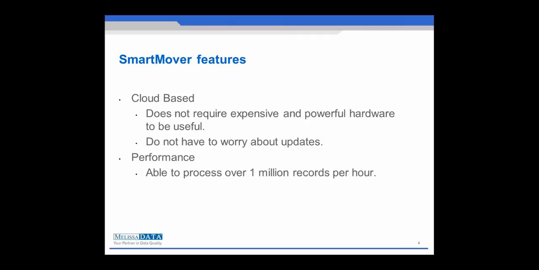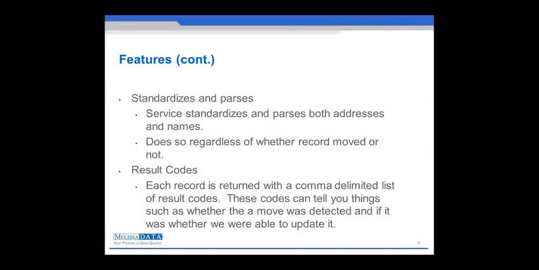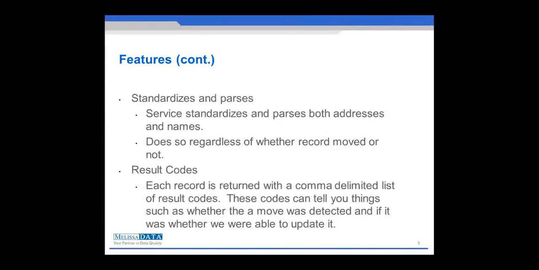Beyond that, Smart Mover can also standardize and parse names and addresses. It'll do this regardless of whether it's updating the record with a new address or not. So it can take an address and parse it out into street name, house number, street type, all the little details in there. And it can parse names into first name, last name, salutation, middle name, and so forth.